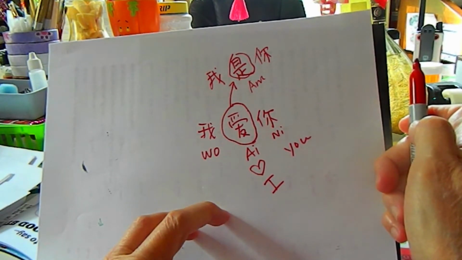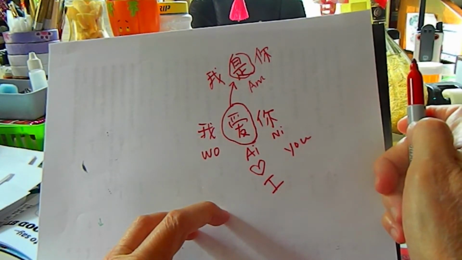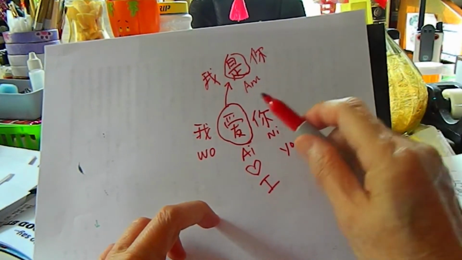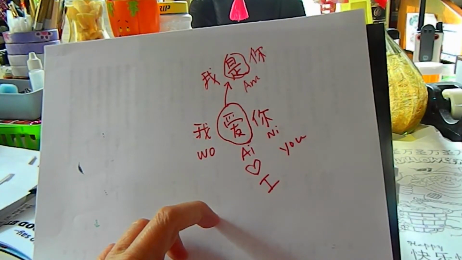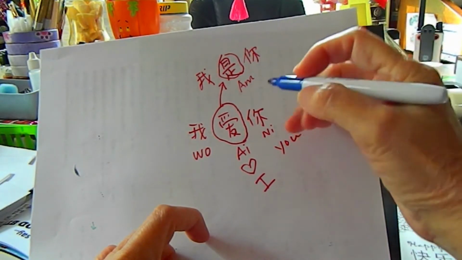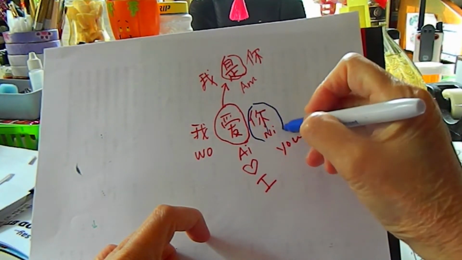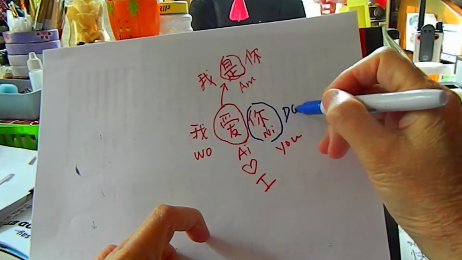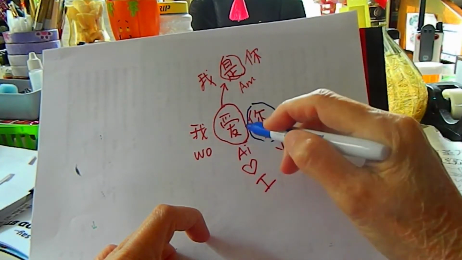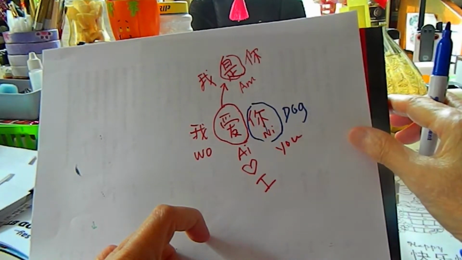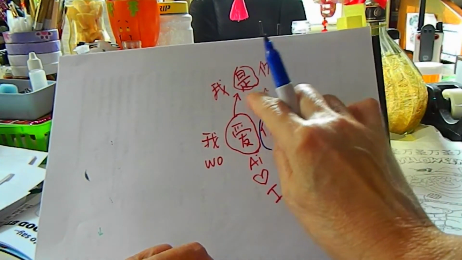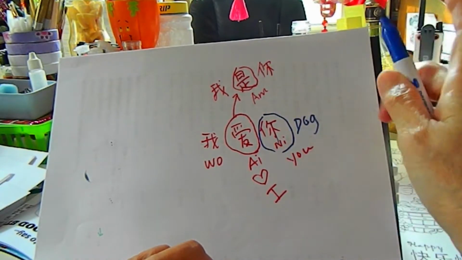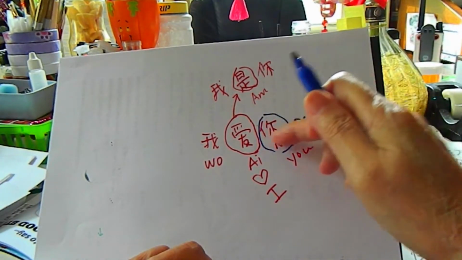So if you want to say I love dog, then you're going to replace the last one with dog. 我爱狗, I love dog. If you say I am a dog, then 我是狗. Or you can replace anything behind here.